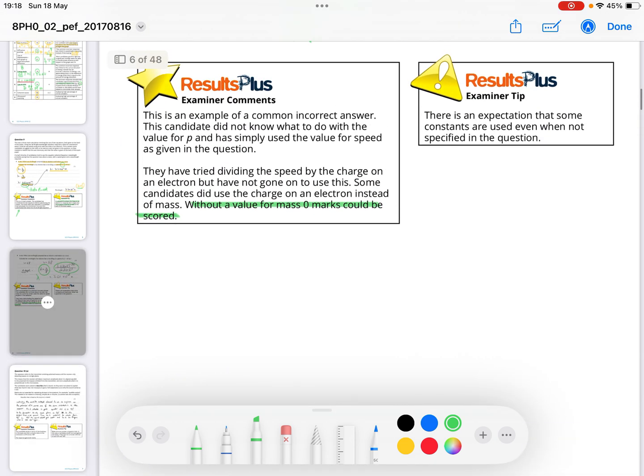Just want to read the examiner's tip. There is an expectation that some constants are used even when not specified in the question. Yeah, so you need to know, obviously, you've got to problem solve yourself. They're not going to give you all of the data that you require in the questions.